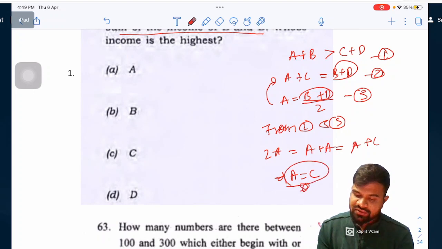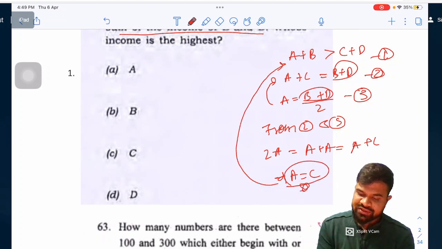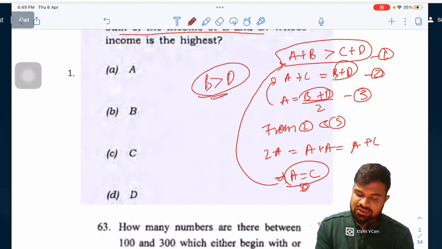Now a is equal to c. When we put this in equation 1, we'll find that b is greater than d. And because a is an average of those things, that means a is between b and d. That means b is the highest. B is the highest. I hope you get it.